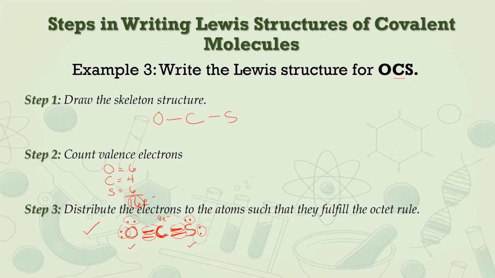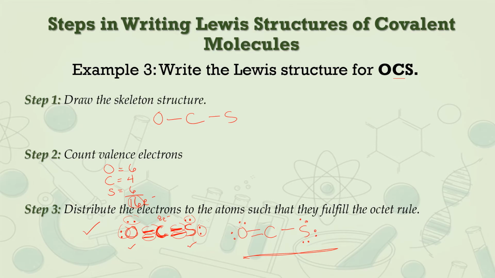Now, you might be wondering why we could not make triple bonds or just a single bond between each element. For example, why can we not write it like this? 2, 4, 6, 8. 2, 4, 6, 8. Okay. Why can't we write it just like this? What makes this Lewis structure wrong?